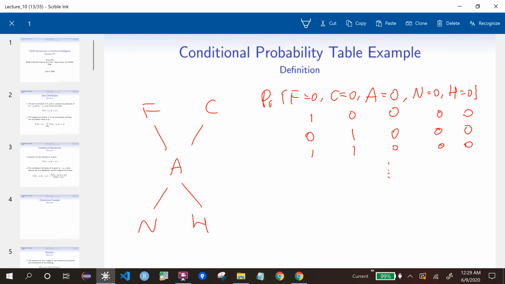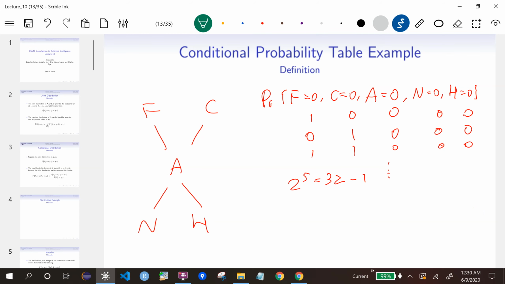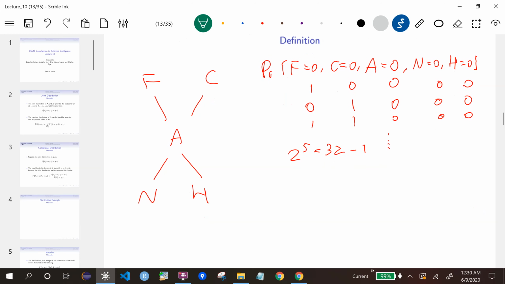But there are lots of these. How many of these are there? Each variable can take on 2 values, and there are 5 variables, so 2 to the power 5. There are 32 probabilities to store. Actually, you can only store 31 because the other one is just 1 minus all of the other ones, but it's basically the same. Okay, so then next, if we only store the conditional probabilities, how many do we need to store?